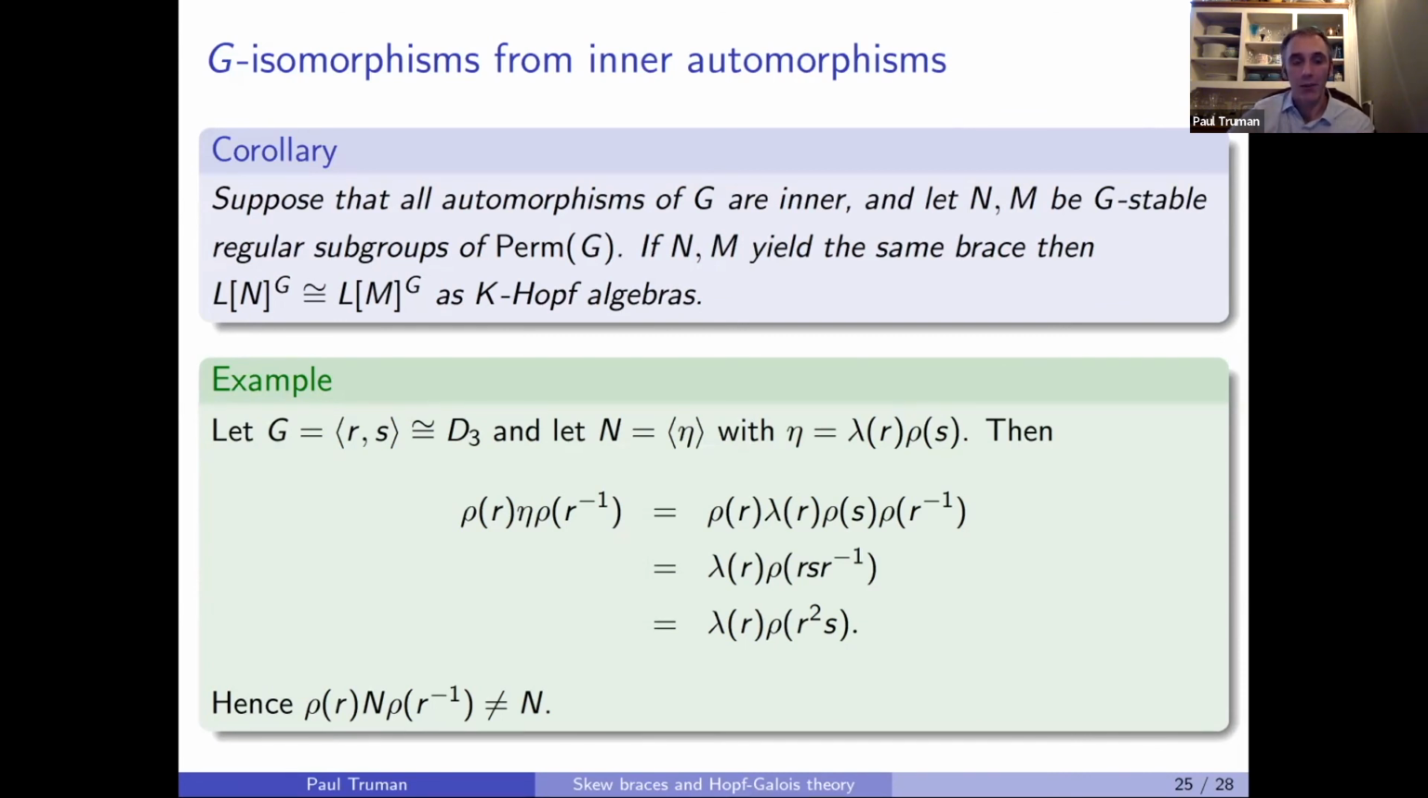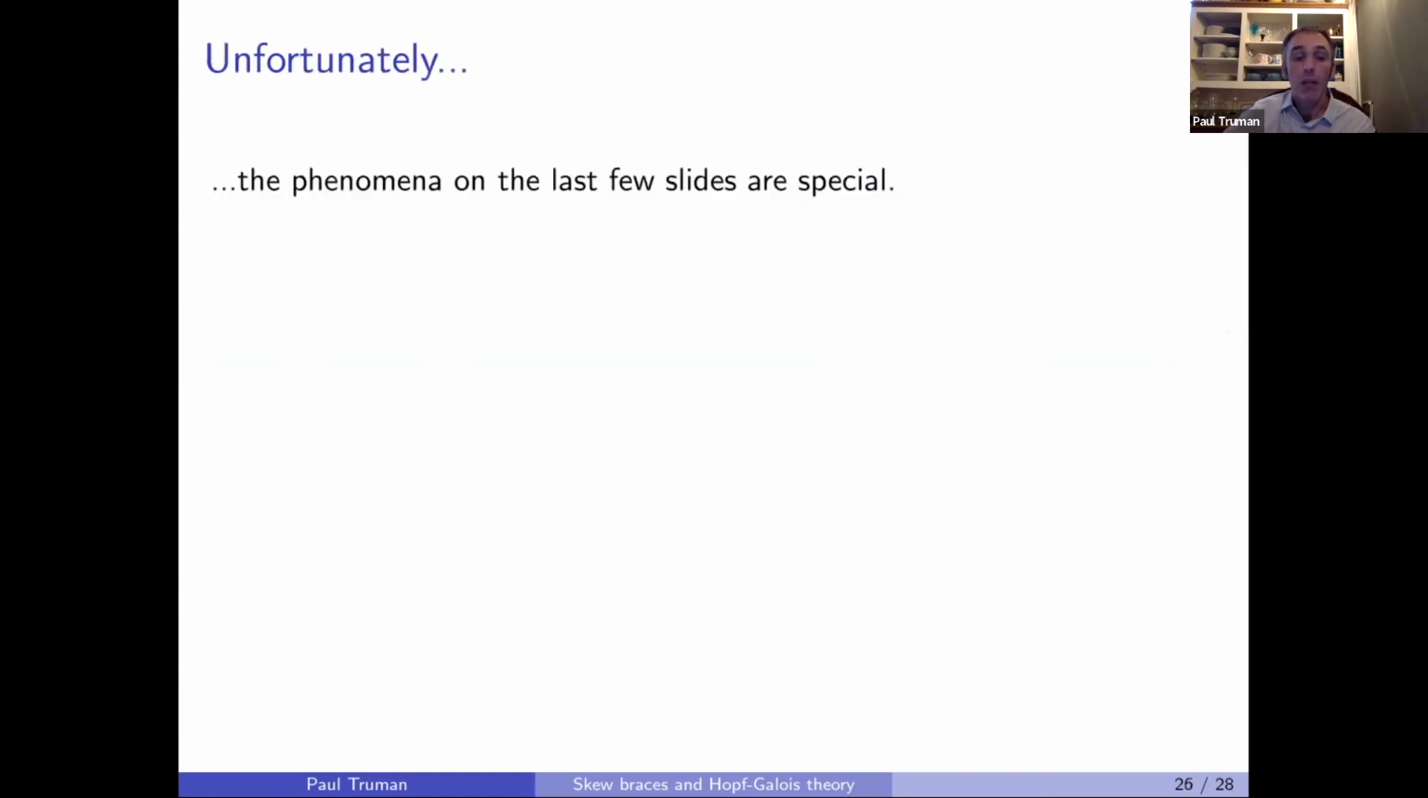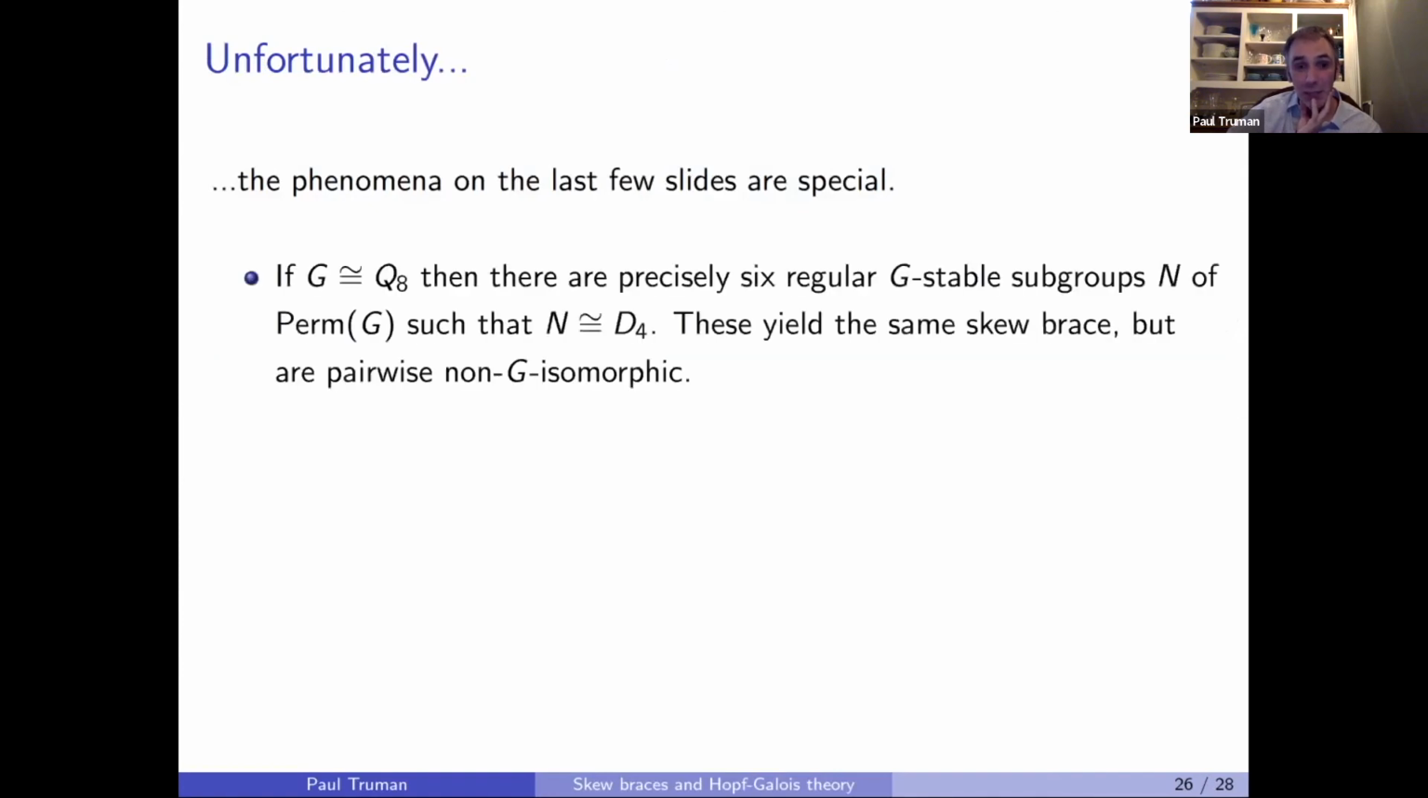That regular subgroup will yield a different Hopf-Galois structure, but it will have the same associated skew brace, and the acting Hopf algebra will be isomorphic to the one I first thought of. So it really is not very far away at all from the original Hopf-Galois structure. It's just a different action in there, but lots of the structural stuff is the same. But unfortunately, this doesn't happen very often. This nice situation I've been describing, starting with inner automorphisms, really is pretty special.